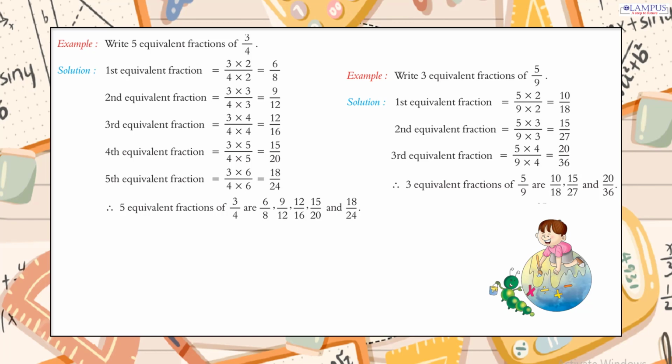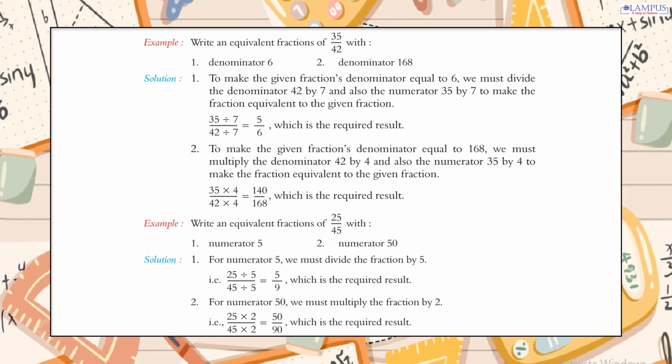Third equivalent fraction equals 5 multiplied by 4 over 9 multiplied by 4 equals 20 by 36. Therefore, 3 equivalent fractions of 5 by 9 are 10 by 18, 15 by 27, and 20 by 36. Example. Write equivalent fractions of 35 by 42 with 1.